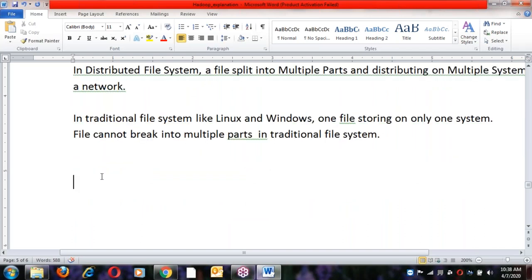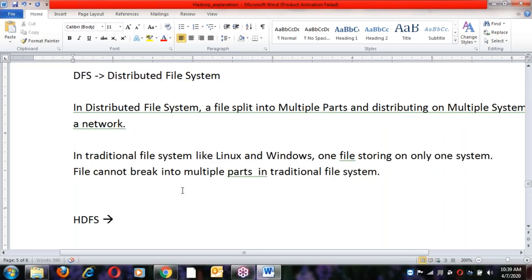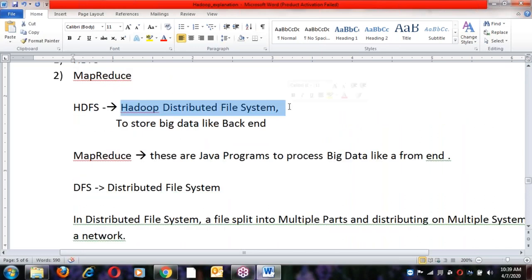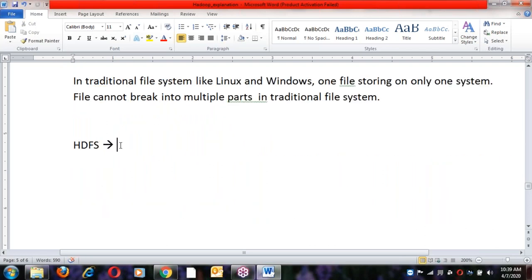Same thing, Hadoop follows HDFS. So what is HDFS here? HDFS means Hadoop Distributed File System. HDFS stands for Hadoop Distributed File System.